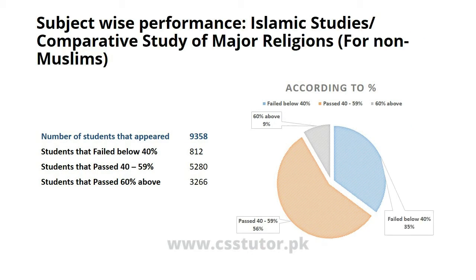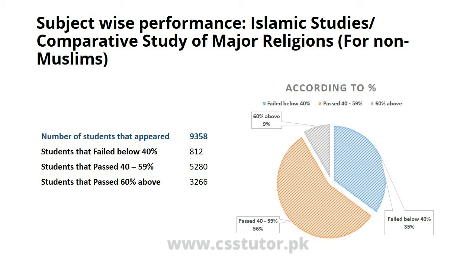The subject-wise performance of the students of Islamic Studies / comparative study of major religions for non-Muslims was the best in comparison to all the compulsory subjects. 35% of the students failed the exam. 56% of the students managed to pass the exam, and 9% of the students were able to secure a grade of 60% or above.